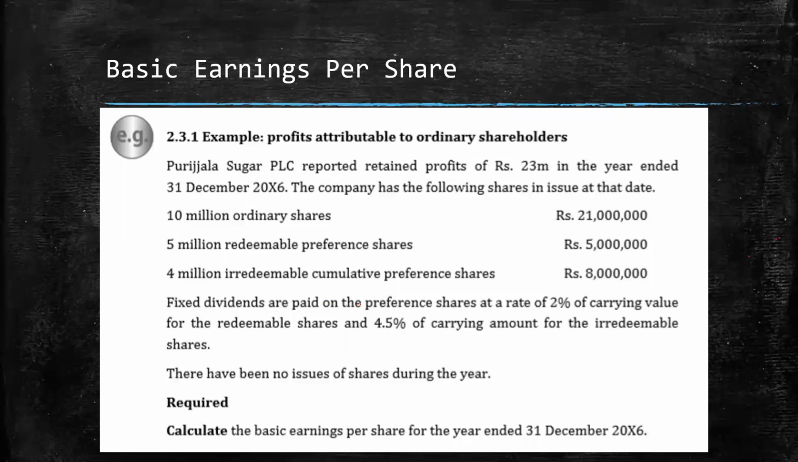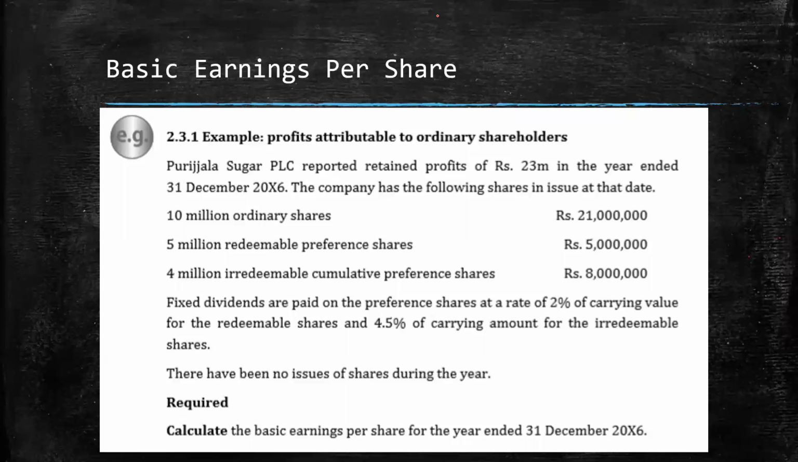Fixed dividends are paid on the preference shares at a rate of 2% of carrying value for the redeemable shares and 4.5% of carrying amount for the irredeemable shares. Further, they say there have been no issues of shares during the year. So what we need to do, we need to calculate the basic earnings per share, right? We need to calculate the basic earnings per share.